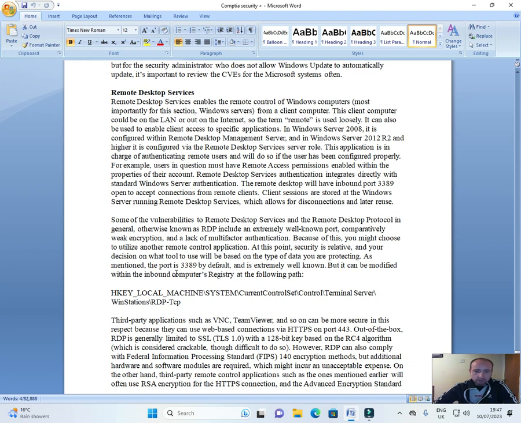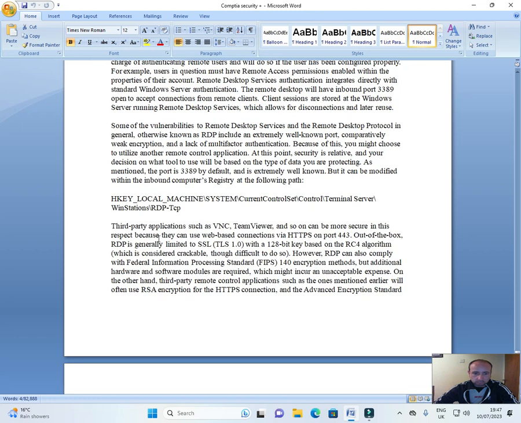As mentioned, the port is 3389 by default and is extremely well known, but it can be modified within the inbound computer's registry at the following path: HKEY_LOCAL_MACHINE, System, CurrentControlSet, Control, Terminal Server, WinStations, RDP-Tcp. Third-party applications such as VNC, TeamViewer and so on can be more secure in this respect because they use web-based connections via HTTPS on port 443 out of the box.